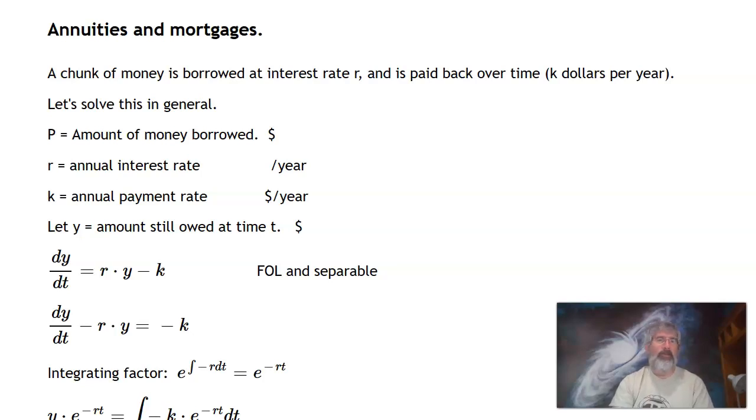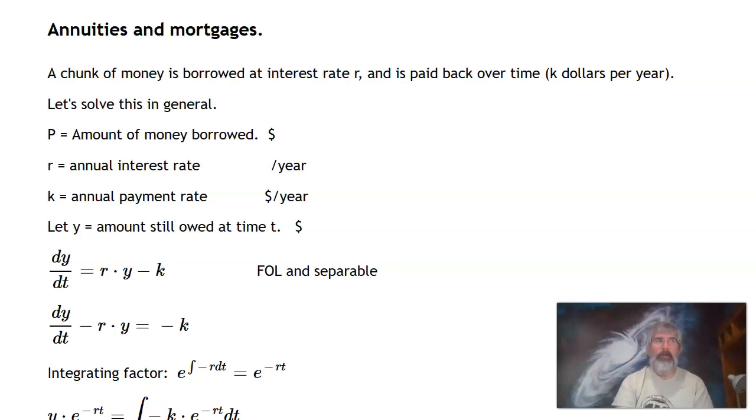So, for instance, if you're buying a house and you take out a mortgage, you're borrowing money from the bank. The bank is charging you interest and you're paying them back, right? So the amount of money owed is changing for two reasons: interest being charged, payments being made.